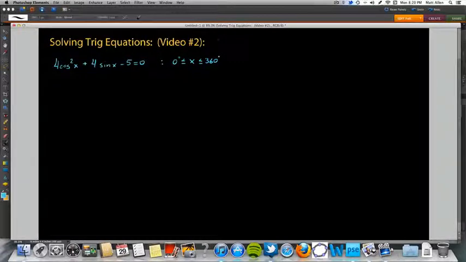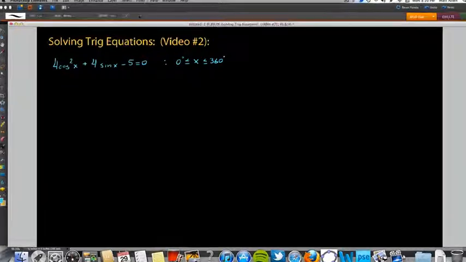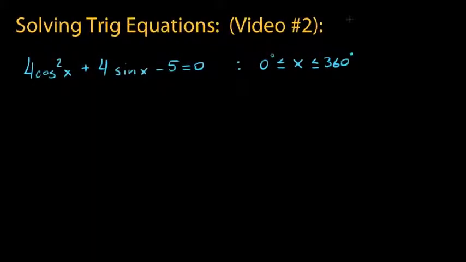Hello YouTube, this is video number 2 in my solving trig equations series, in which I'm confronting how to solve trig equations in which there are more than one trig function involved. So this is a little bit more complex than having just one trig function in which you isolate it or factor it. You're starting with more than one trig function. As you can see here, we're starting with 4 cosine squared x plus 4 sine x minus 5, and this is all equal to 0. And we're allowing x to be somewhere between and including 0 and 360 degrees.